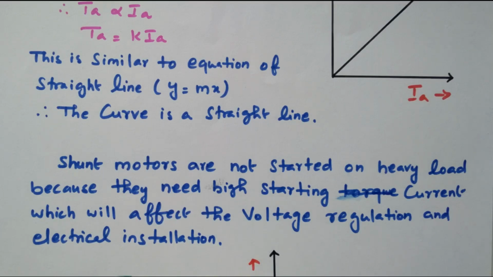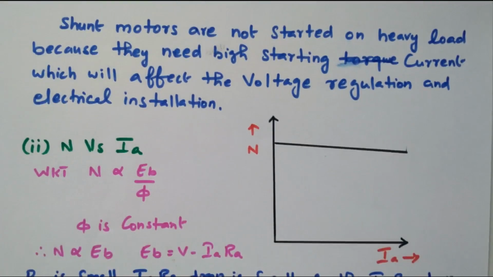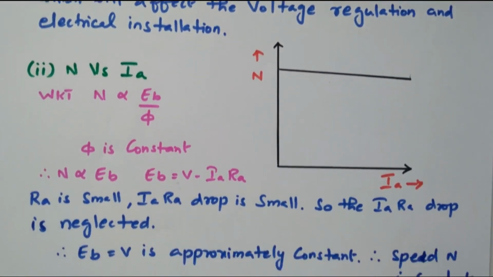Now we will go to the second characteristics, speed versus armature current, N versus Ia.